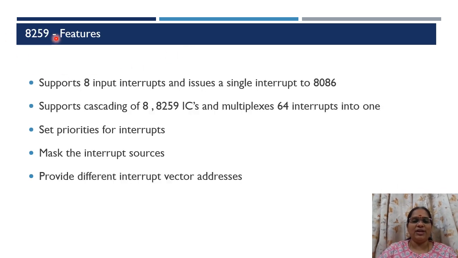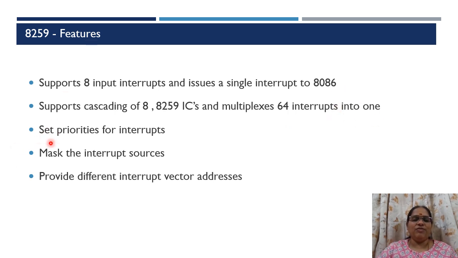Coming to the 8259, a programmable interrupt controller, it supports 8 input interrupts, and out of the 8 input interrupts, it will issue only a single interrupt to the 8086, that is the processor. You can also allow multiple interrupts, that is, cascading of interrupts is possible. Each interrupt in turn will support 8 interrupts, so cascading of 8259 ICs can be done. 8 into 8, in total we can connect 64 interrupts to this processor.